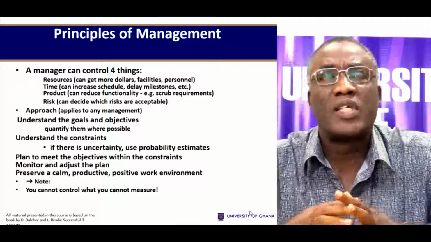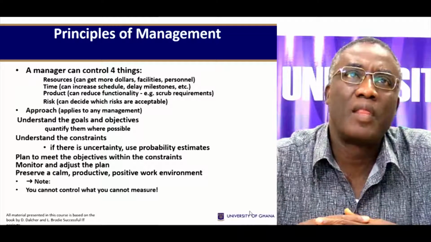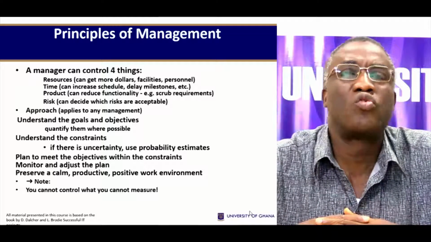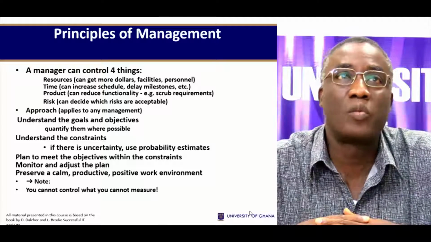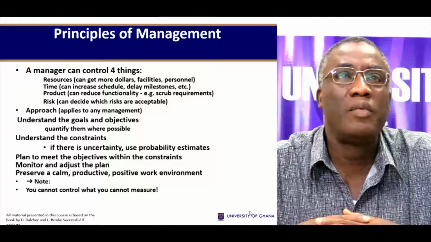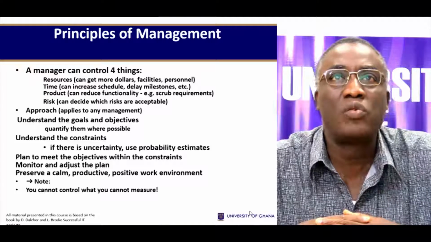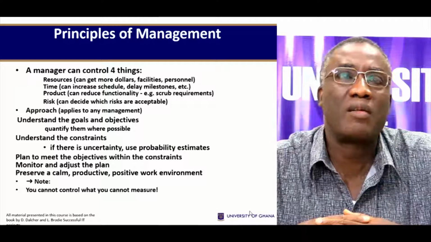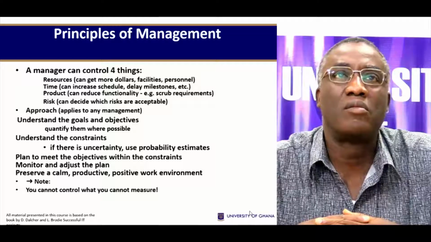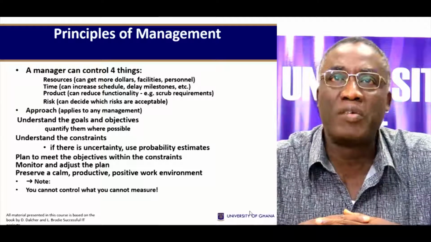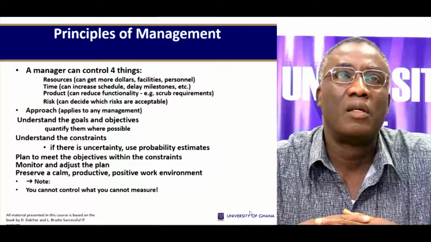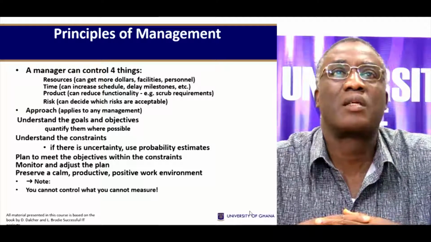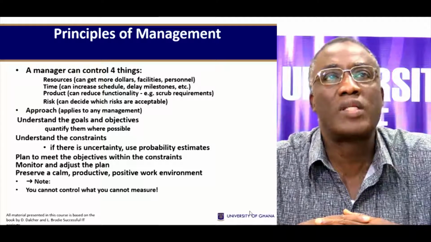There are a few principles that underlie management. There are four things that a manager can control. Resources: you can get more money, facilities or personnel. Time: you can increase the schedule, delay milestones, etc. Products: you can reduce the functionality or increase it or take away some requirements. Risk: you can decide what risks are acceptable and which ones are not.